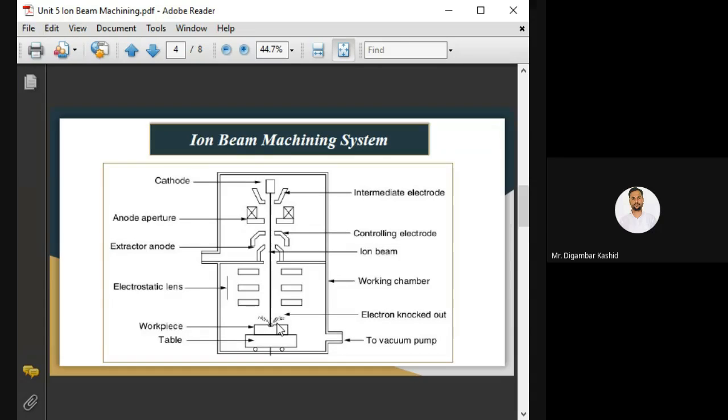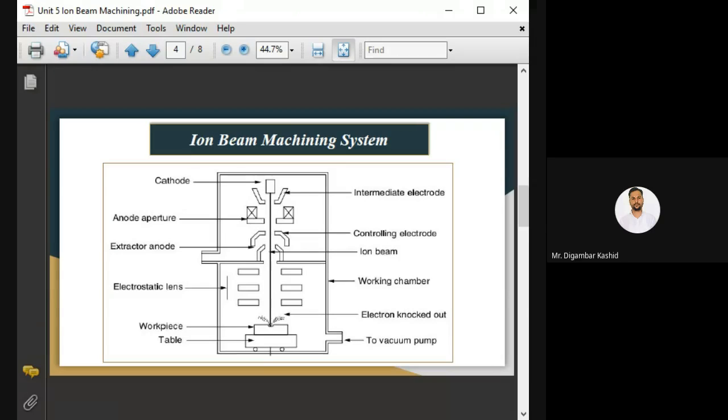Now here the machining variables are acceleration voltage, flux, and angle of incidence. These you can control independently. So this is the schematic diagram.